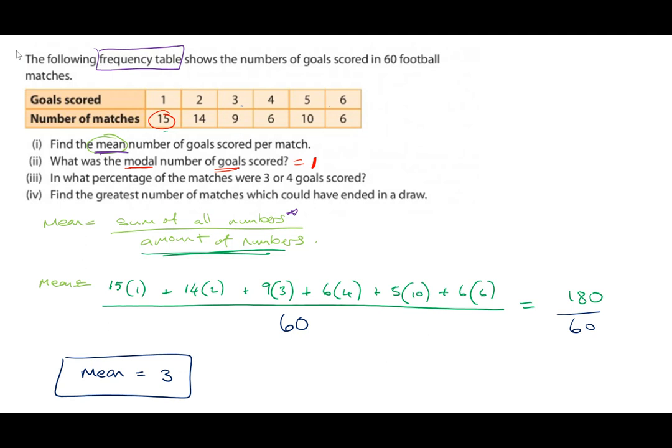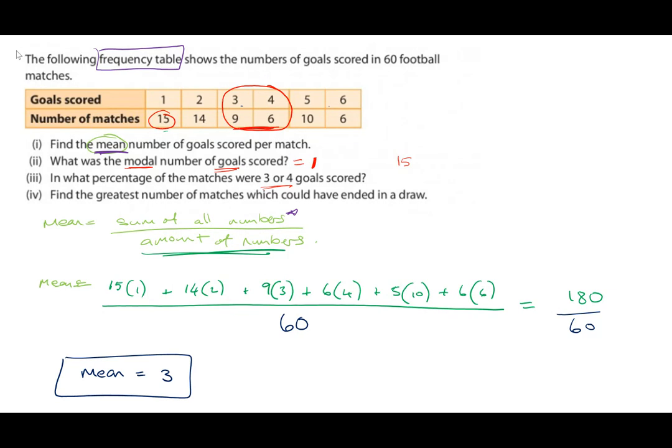In what percentage of the matches were 3 or 4 goals scored? So I'm looking at 3 or 4. So I'm looking at both of these sections. So there were 15 matches with either 3 or 4 goals, because 9 and 6 is 15.